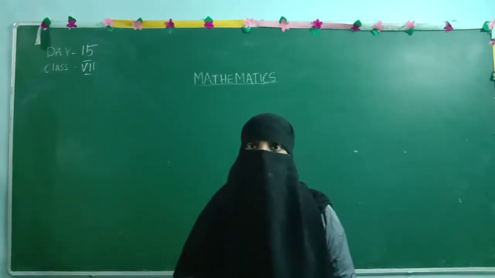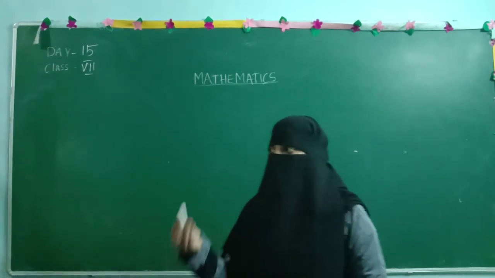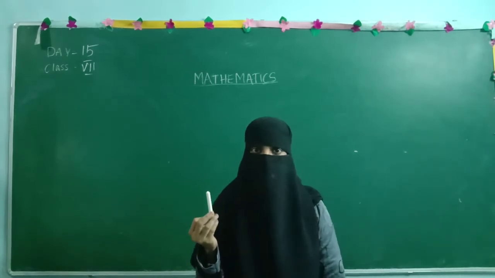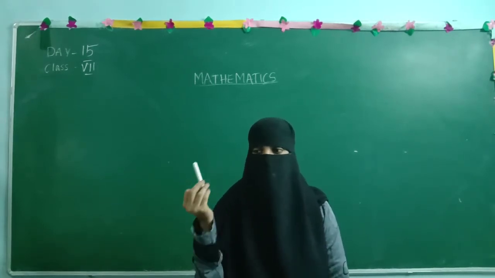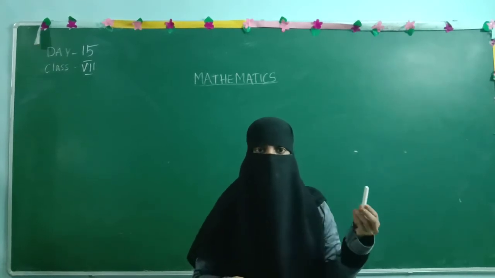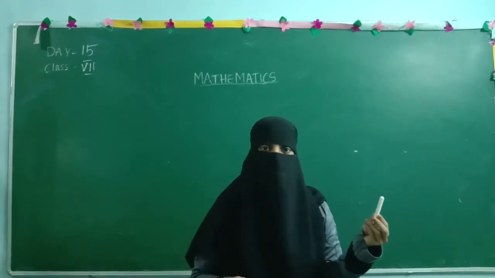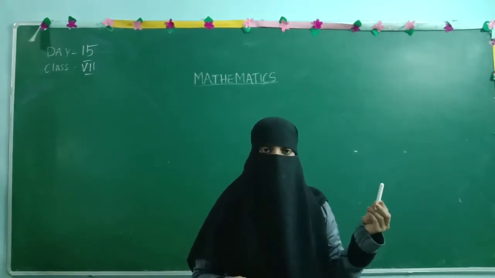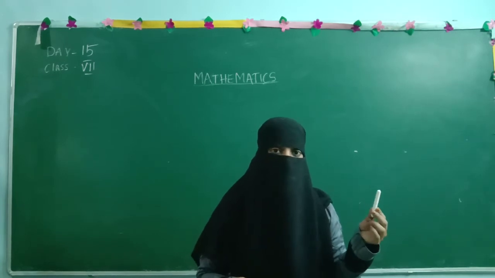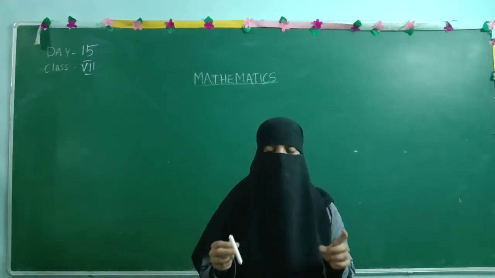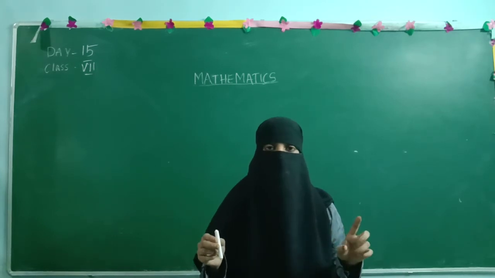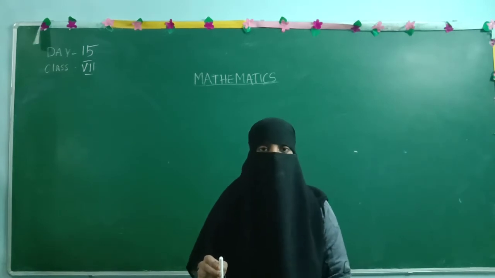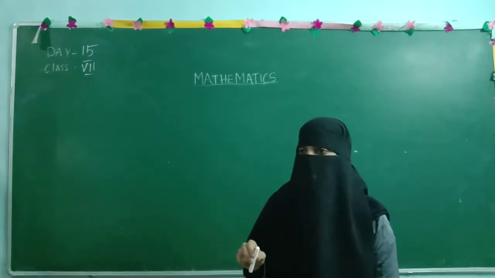For example, if I am having a chalk piece in my hand, this chalk piece is a chalk piece itself. If I change the position of this chalk piece from my right hand to my left hand, the chalk piece remains a chalk piece only. It is not becoming a pencil, a sharpener, an eraser or anything. So what I want to say is that if we change the position of any number and the result remains the same, then we say that property is commutative property. Let's practically perform it.